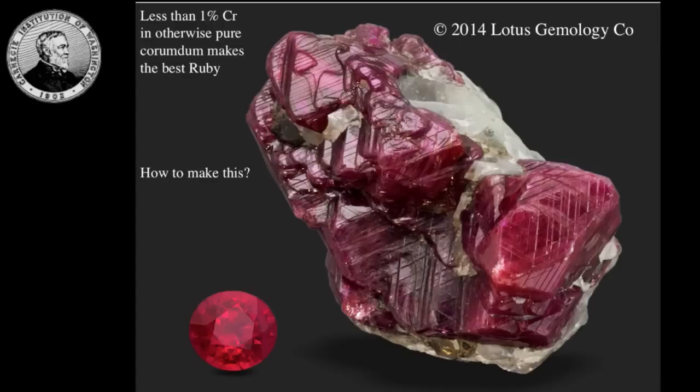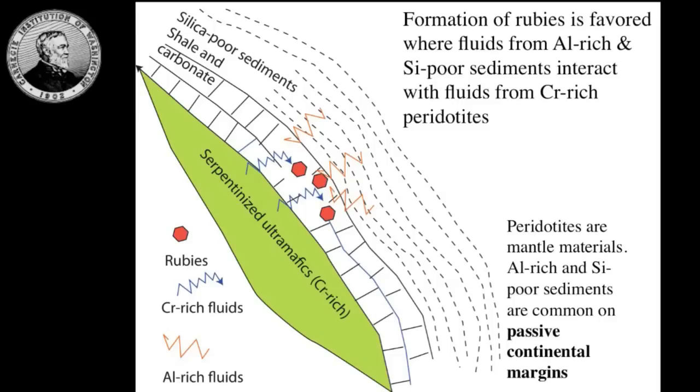But how do you make this? How do you get a little bit of chromium in almost pure aluminum oxide? Well, it's a geochemistry problem, but here's the best way to do it. What you need is a system that's aluminum rich and silica poor, for example, shales or carbonates juxtaposed. And then you need to get the chrome in from somewhere, which is going to come from serpentinized ultramafics. So in this kind of environment you've got serpentinized ultramafic rock, which is chrome rich, not too far away from a sequence of shales and carbonates, where fluids can interact under big pressure.